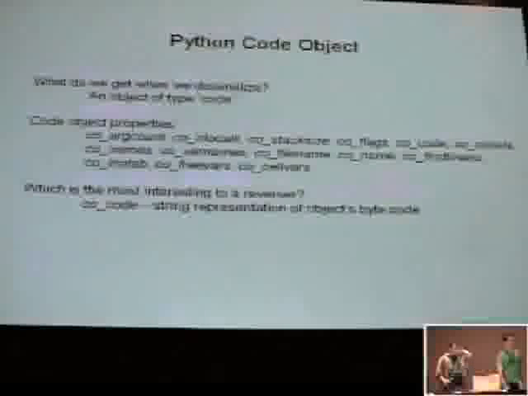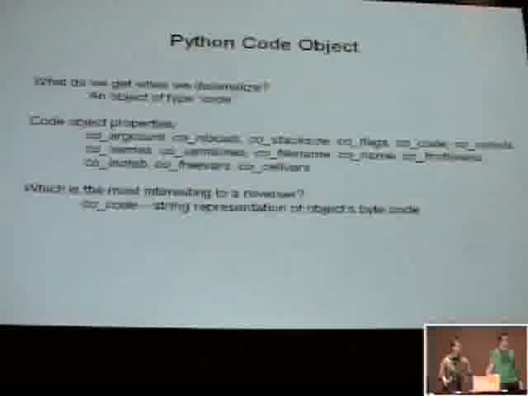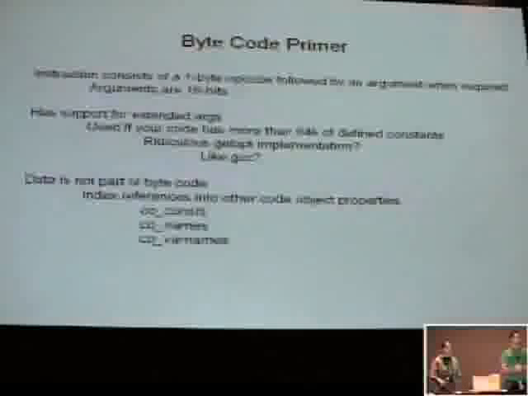So I list out the properties of the code object there. The one that, as a reverser, we're interested in mostly is called co_code. That's actually just a string, and it's the object's bytecode. So now I'm going to quickly do a little bytecode primer. That string consists of Python bytecode instructions.